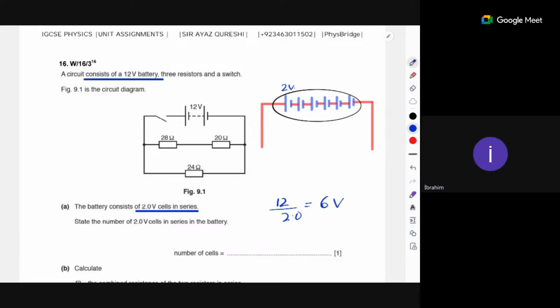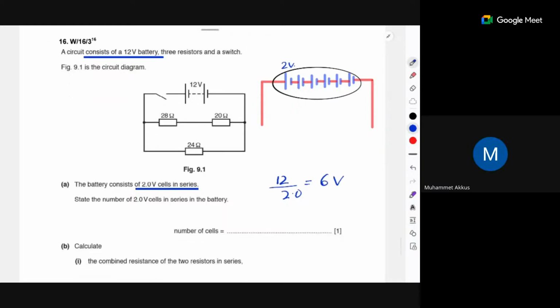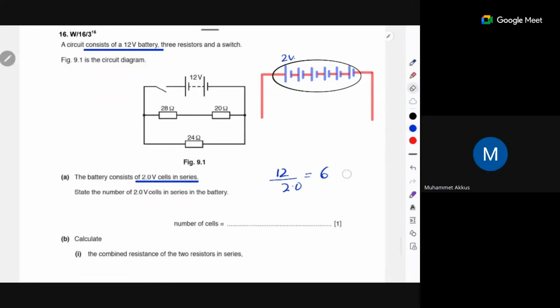Is it clear to all? Yes. Sorry, not 6 volts, sorry, 6 number of cells.